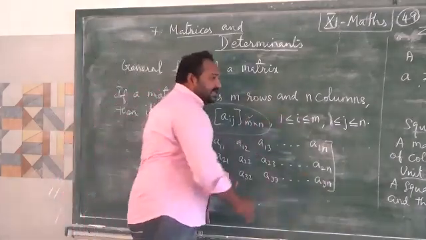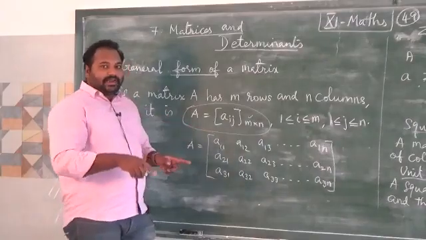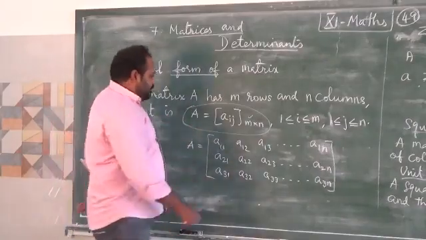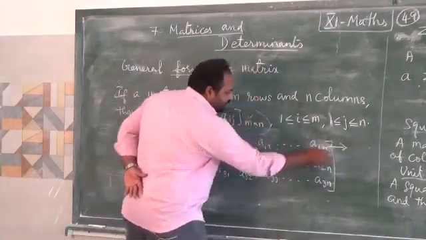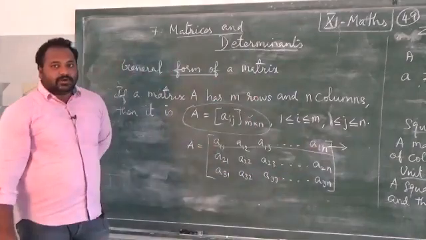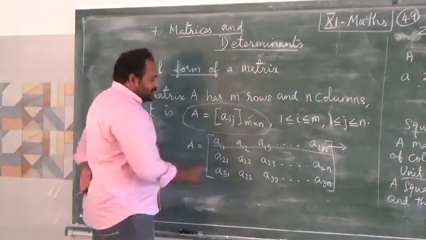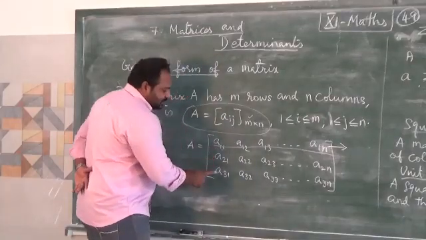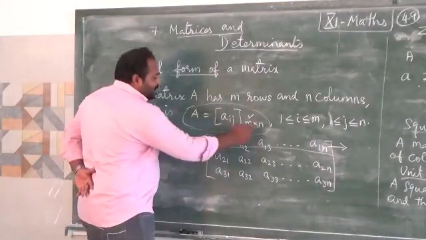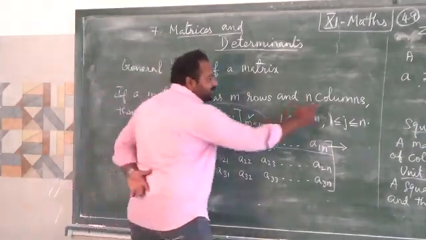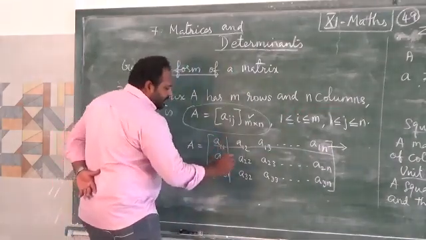Like this, we arrange the data in a rectangular form in square brackets, and it is called a matrix. This line is called a row. We have 1, 2, 3 rows in this matrix. This is the first row, this is the second row, this is the third row. That is m. What is n? n means columns. n represents the columns.